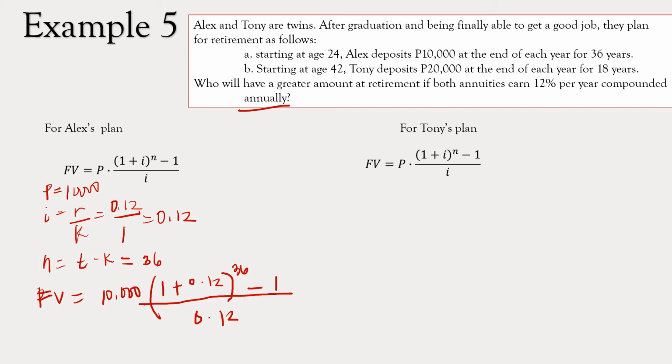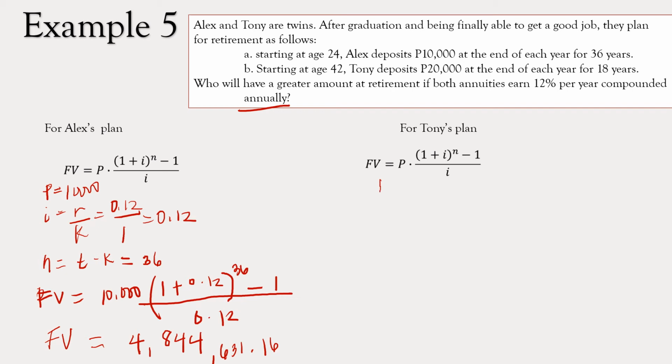So, for Alex plan, we have his future value equal to 4,844,631 pesos and 16 centavo. Yan ang magiging retirement ni Alex at the end of 36 years. Let's go to Tony's plan.